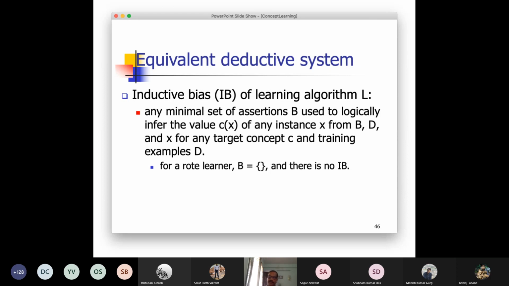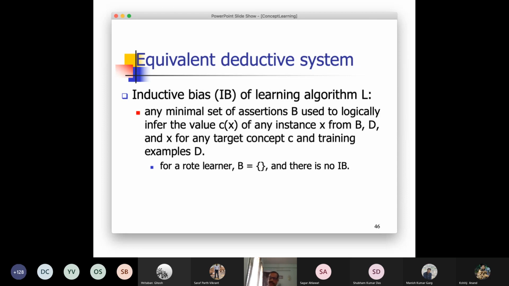So if you have the unbiased learner, which is a rote learner, that means you enumerate every possible instance and also record what is the output, what is the label of that instance. That is a kind of rote learner. So you have enumerated it and stored it, and it is your model. It's a kind of lookup table model. Once you get an instance, you simply consult your table and get that answer.